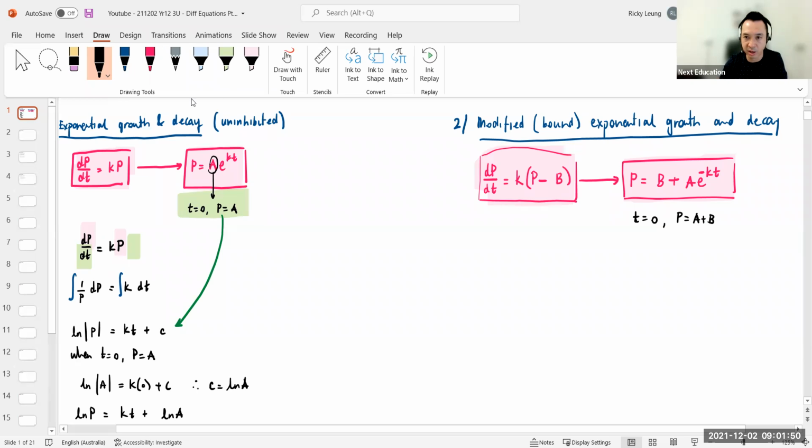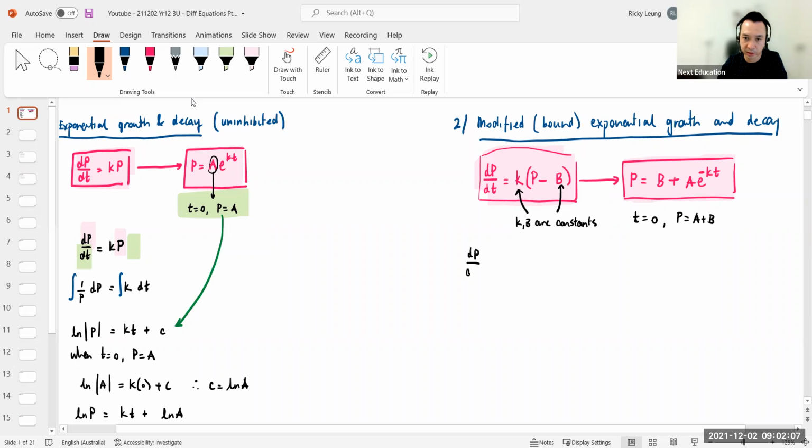And it must be highlighted that B is a constant. Actually, maybe I'll do it like this: K and B are constant. That's really important for you to highlight, because then P is the only variable at play. All right, let's prove this.